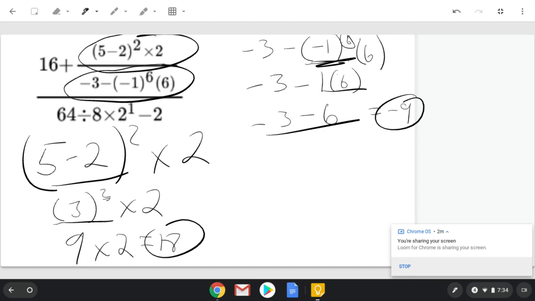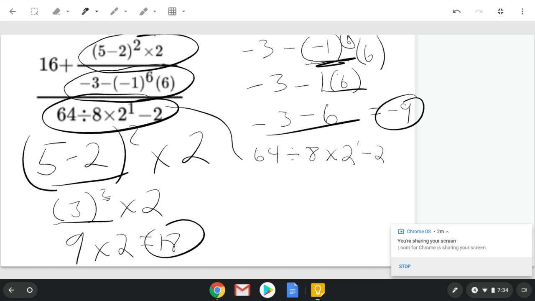All right, so we've got 2 pieces here. Let's go ahead. I think I have room. I'll try to do this part down here. So I've got 64 divided by 8 times 2 to the first power minus 2. All right, well, exponents first, technically. Well, 2 to the first power, there's nothing to do to the first power. It just stays the same. It just means there's 1, 2.